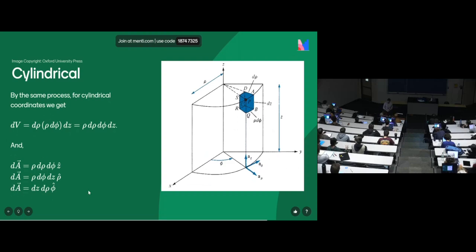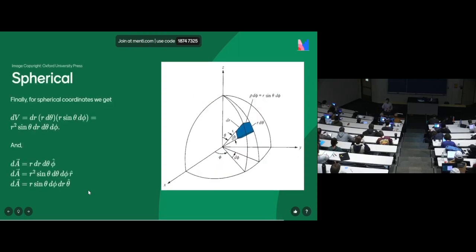For cylindrical coordinates, you get dv is equal to rho d phi dz. And you get each of these differential areas. And then when we wrap up, we're going to get the spherical elements as well. I'm going to put the spherical ones up there, and then I can come back afterwards. The spherical element is really fun.